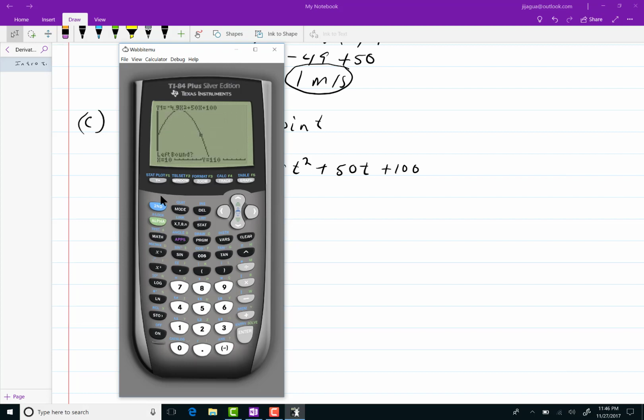Now, you'll see on the screen it says left bound. That means they want you to move the cursor on the screen to the left of the highest point. So I'll go a little bit to the left and I'll hit enter. And then it wants a right bound, so now you move the other direction. Make sure you move past the highest point and you're to the right of that highest point. Hit enter. And a guess means it's somewhere in between.